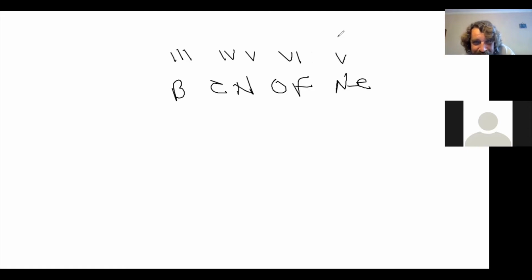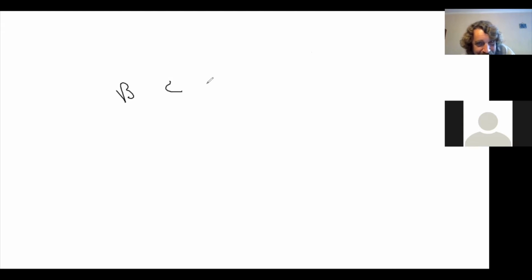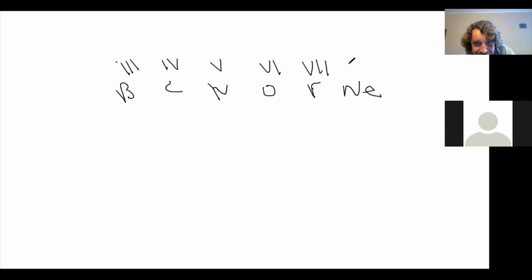Here, wait, let me start over and write it a little bit farther apart. Boron, carbon, nitrogen, oxygen, fluorine, neon. Okay, so this one is 3. This one's 4. This one's 5. This one's 6. This one's 7. And this one's 8. Now, it turns out that boron can be either 0 or it can be -5. Carbon can be either 0 or it can be -4. Nitrogen can be either 0 or it can be -3. Oxygen can be either 0 or it can be -2. Fluorine can be 0 or -1. And neon can only be 0.